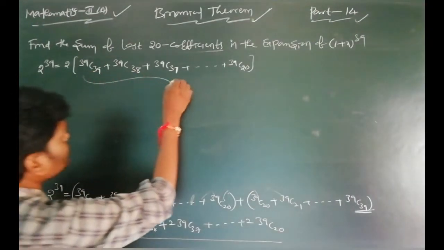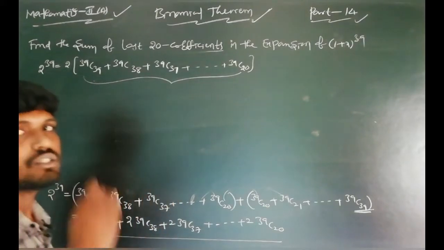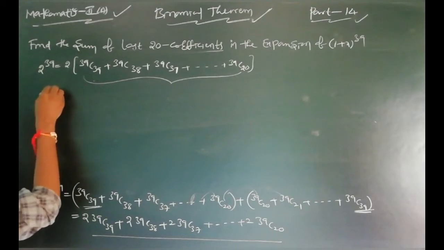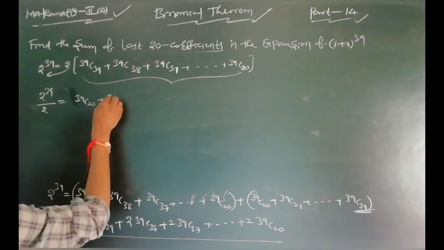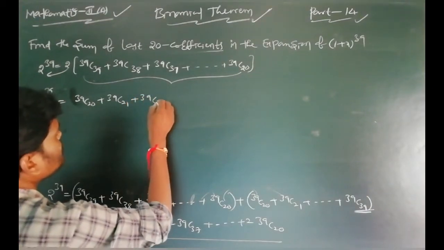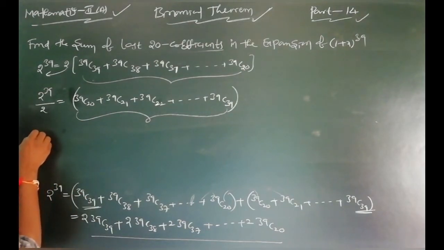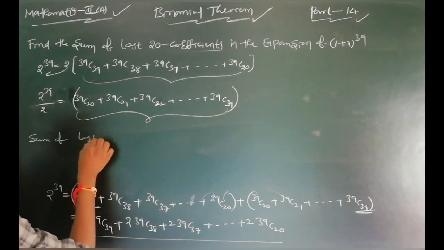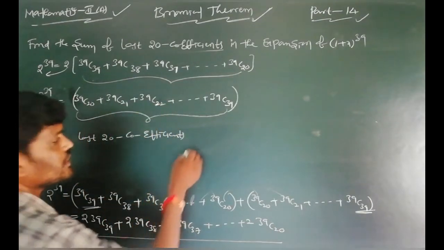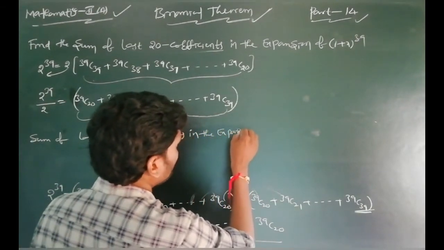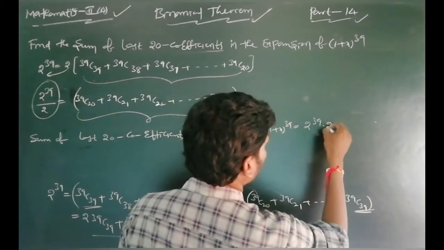Now we write this expression from left to right. Here 2^39/2 = 39C20 + 39C21 + 39C22 and so on + 39C39. What is this? This is the sum of the last 20 coefficients in the expansion of (1 + x)^39, which is equal to 2^39/2 = 2^38.